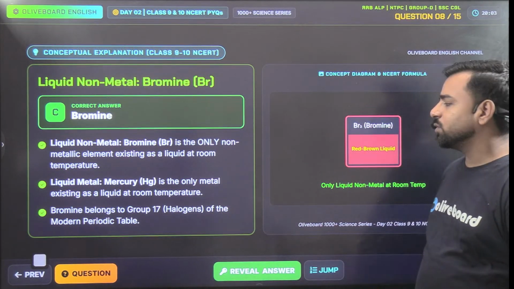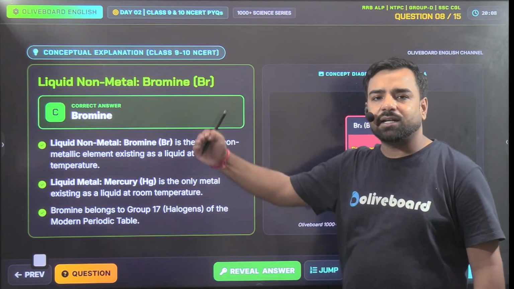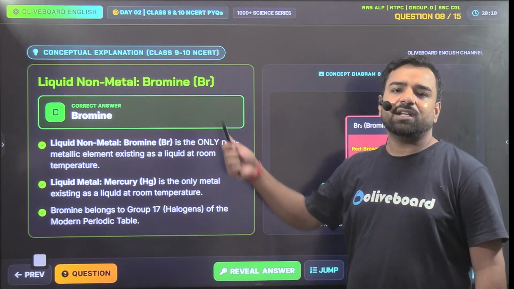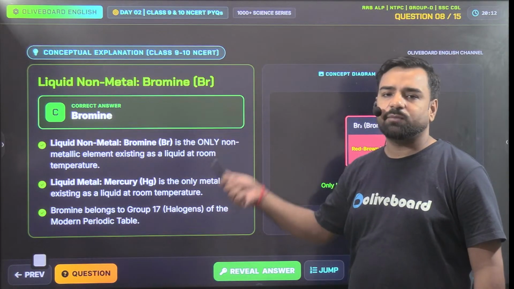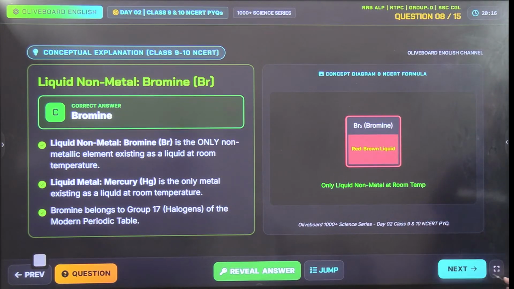So bromine belongs to group 17, that is halogens of the modern periodic table, where we have fluorine, chlorine, bromine, iodine, and so on, right? So bromine is the correct answer. That's a red brown liquid.